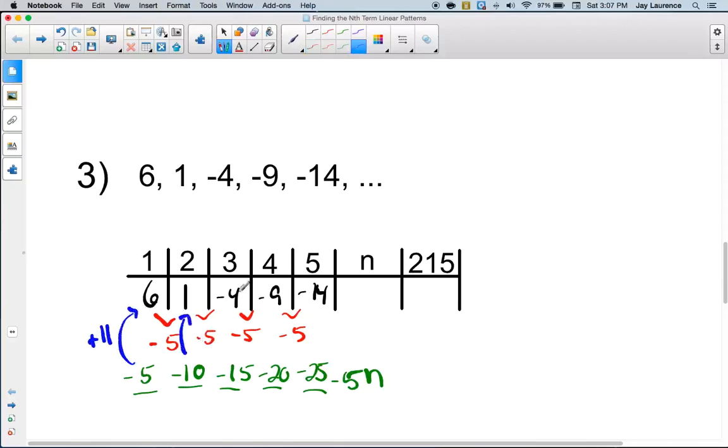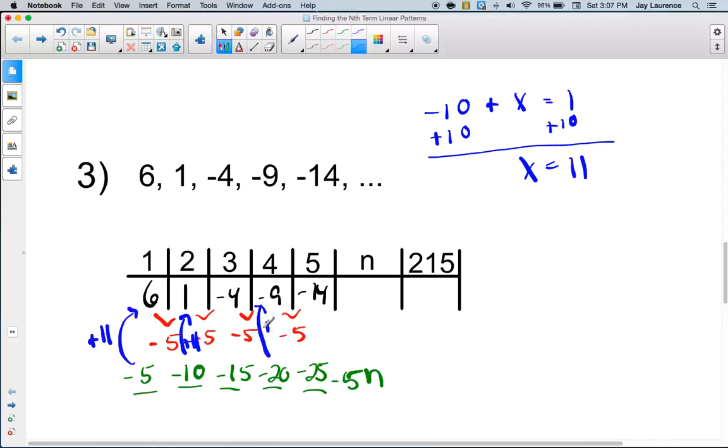If you're not sure, you can go like this. You can go negative 10 plus a variable equals 1. And then I can solve for the variable. And so then x is going to equal 11, or positive 11. And that's what I'm saying. I'm adding 11 each time. Okay, make sure you check it at least 3 times. Doesn't matter which 3 you use, whichever 3 look easiest to you. And if it works 3 times, I say you can move on.